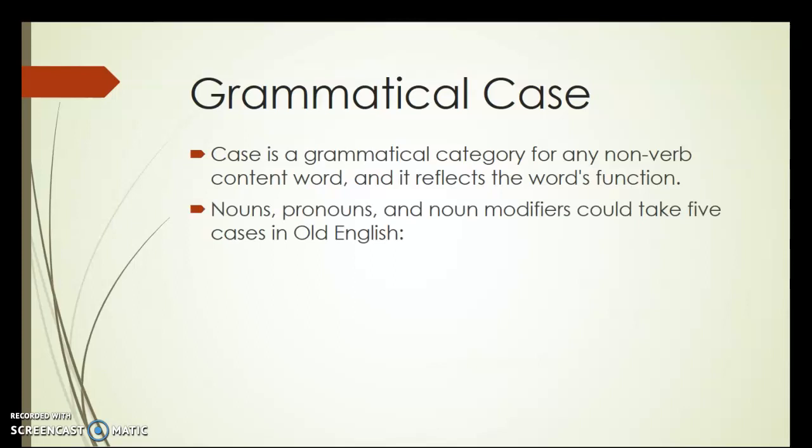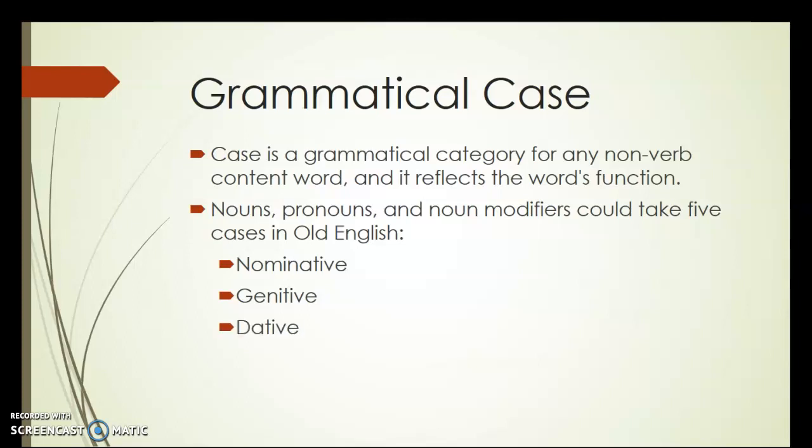Nouns, pronouns, and noun modifiers could take five cases in Old English: nominative, genitive, dative, accusative, and instrumental. I'm going to briefly go through this. Nominative was used when the noun or noun phrase was the subject or the person or thing performing an action. Nominative case was also used for direct address. Genitive case is used when the noun phrase is the possessor of an object. It's essentially modern day possessive case.